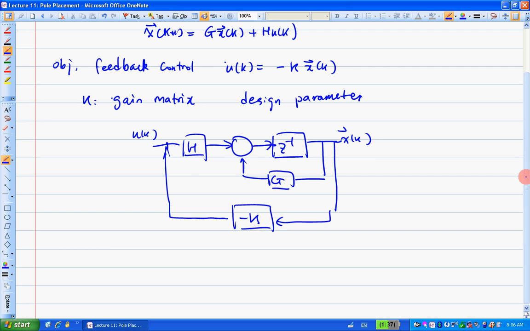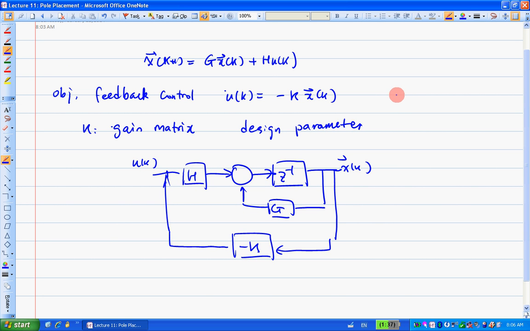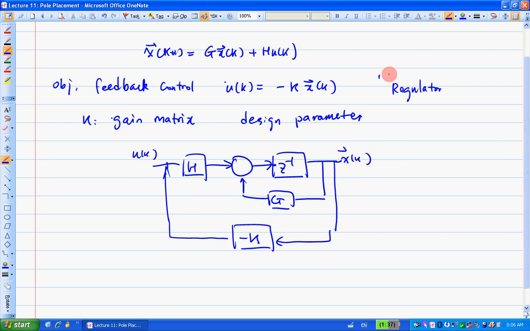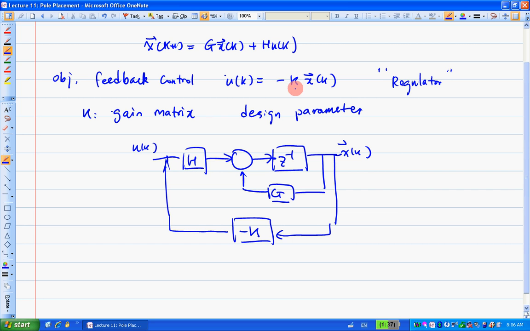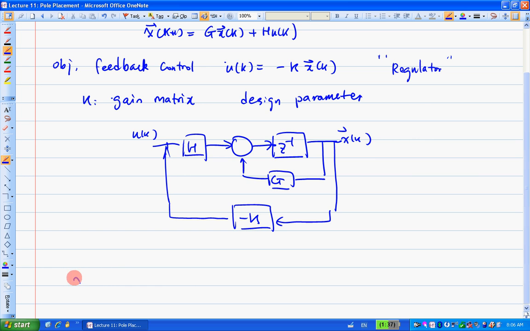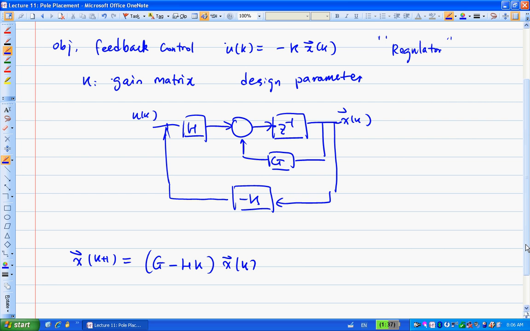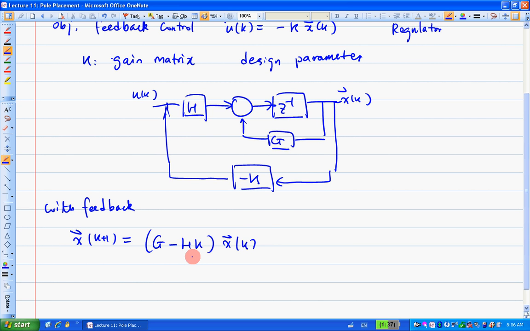So what we call this kind of system is the regulator. Why is it a regulator? Because if we plug this u of k equal to negative K x of k back into this state equation, very simply, you can see it becomes this. So with feedback, your state equation becomes this.